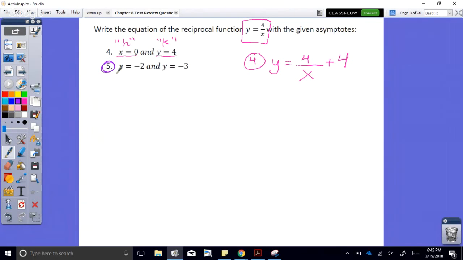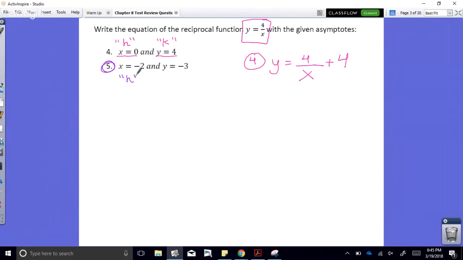Okay, number 5, similarly, the x is like the h, and the y is like the k. So we're going to start again with the parent function, which is 4 over x. And this time we say we're moving it to the left 2, so I'm going to put 2. Okay, the trick with the h is we always use the opposite. So here where we have a -2, we're going to put a +2. Okay, the k is the good k, does what it says, and since it says -3, we can go ahead and put the -3. So we are done with 4 and 5.